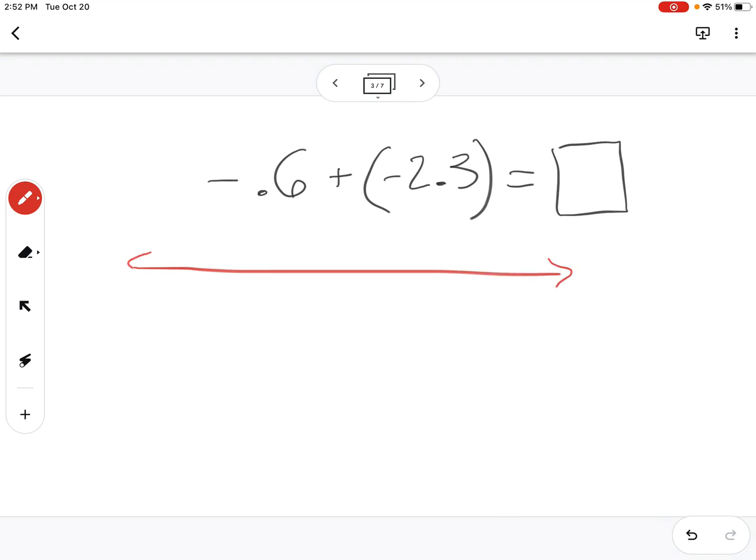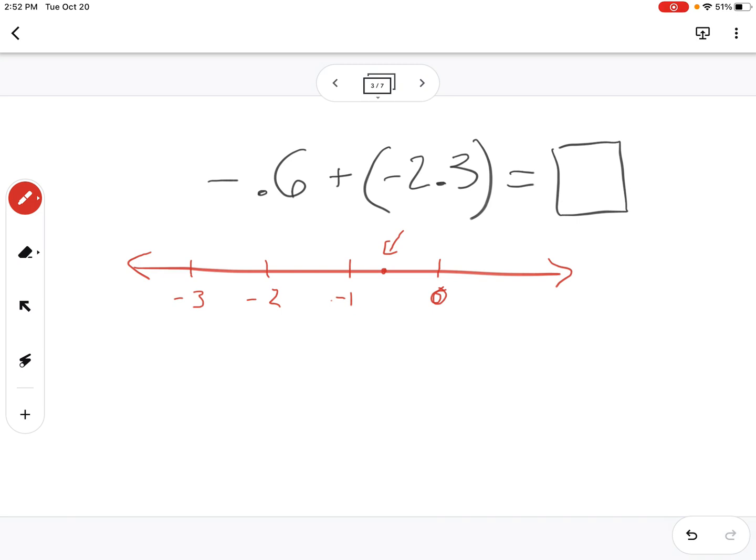Here's a number line. I'm going to put 0 right here. There we go. And here's 1, negative 1. Here's negative 2. Here's negative 3. Okay, so if we want to put negative 0.6 on the number line, that's a little bit more than halfway from 0 to negative 1. So we'll start there.